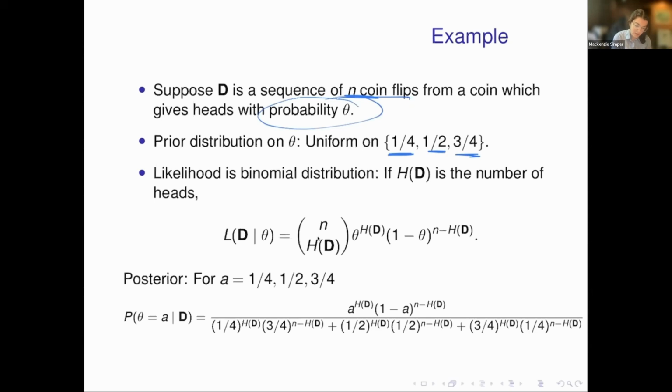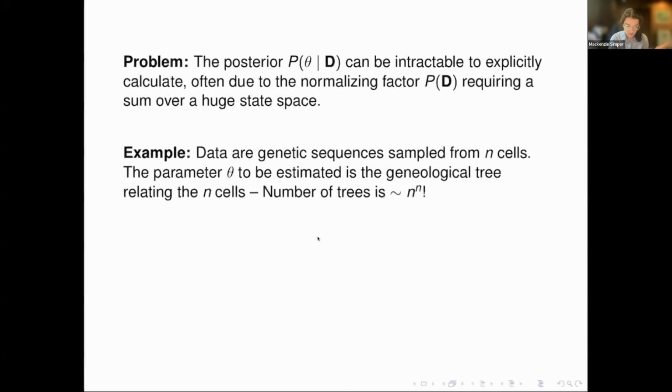Then the likelihood is the binomial distribution, right? If you flip a coin n times and the probability of heads is theta, how many times do you get heads? That's that. And just plug everything in to get our posterior. Lots of things cancel out and you get something that looks like that. Super simple. In this case, it's very nice. You can write everything out. And you could simplify it even further than I did, but that's just to show you how it would work.